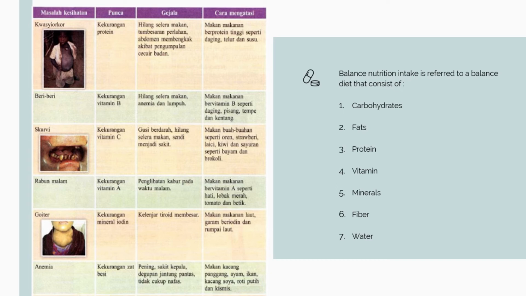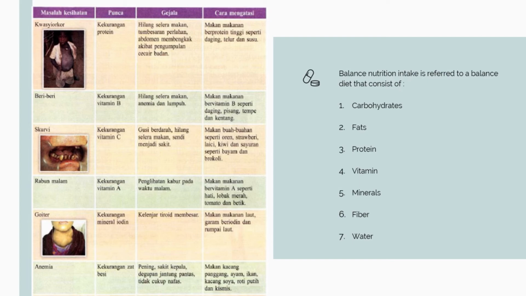Okay, let's take a look at night blindness. Night blindness is caused by the lack of vitamin A in the body. So how do we avoid this? The person that has night blindness needs to eat food that contains vitamin A, such as carrot and tomato, to improve their eyesight. To avoid this problem from happening, we really need to take care of our eating habits so it will not cause a problem to our body.